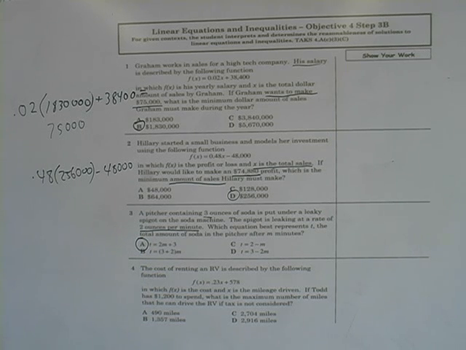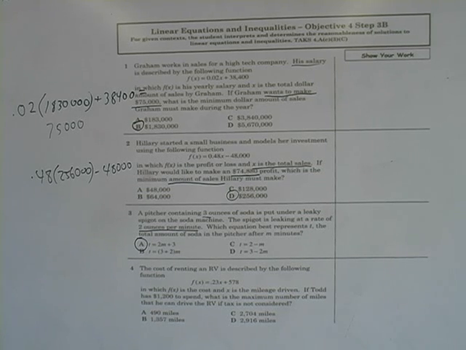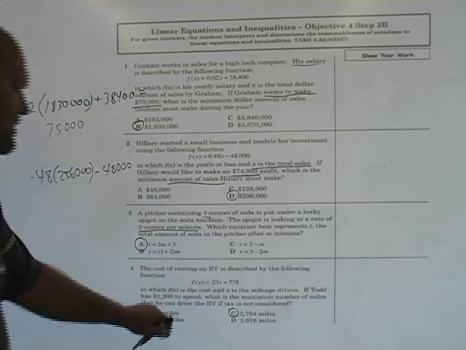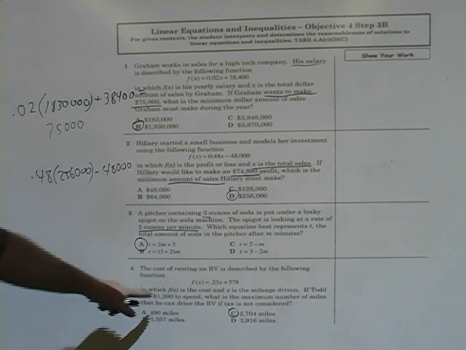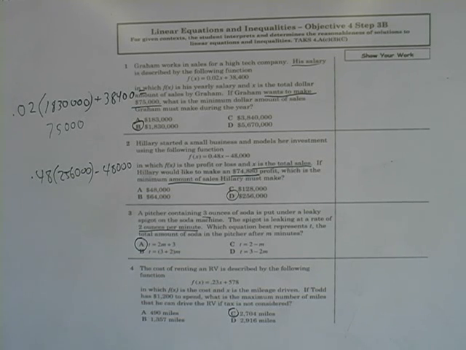Number 4. The cost of renting an RV is described by this function. f of x is the cost and x is the mileage driven. If Todd has $1,200 to spend, what is the maximum number of miles he can drive if tax is not considered? So you're plugging these answers in for x, and answer C is right because when you plug 2704 in for x, you get something real close to $1,200.